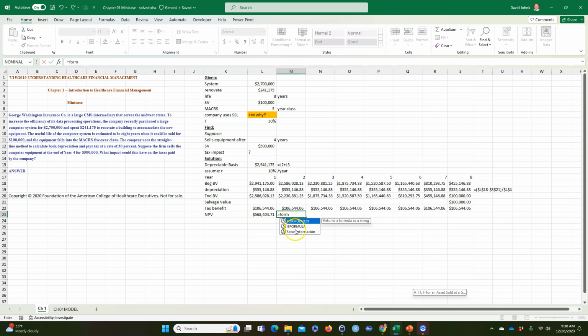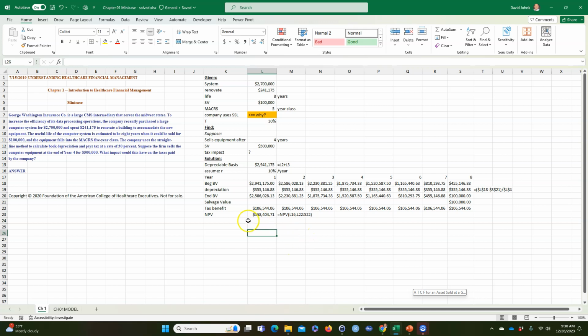So be careful with net present value. It's a very powerful function, but you've got to know what you're doing, right? Net present value always assumes that your first cash flow is in year one, when that's the case in period one, and that's the case here, right? So that works fine there. All right, so that was before.